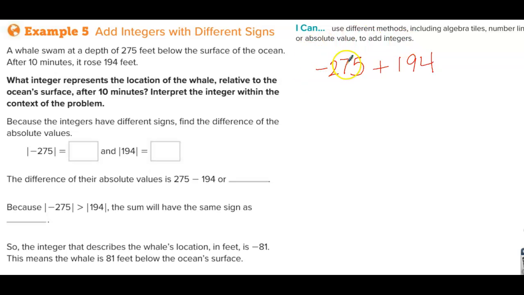Because these two numbers have different signs, we're going to just look at the absolute value. That means we're going to look at the number without the signs. Then we're going to subtract the smaller one from the bigger one, which is what they have done here. And you arrive at 81. But because -275 was bigger than 194 to begin with, our solution is going to be negative. All right, the sum will have the same sign as the -275. So the answer is that the whale will still be 81 feet below sea level.